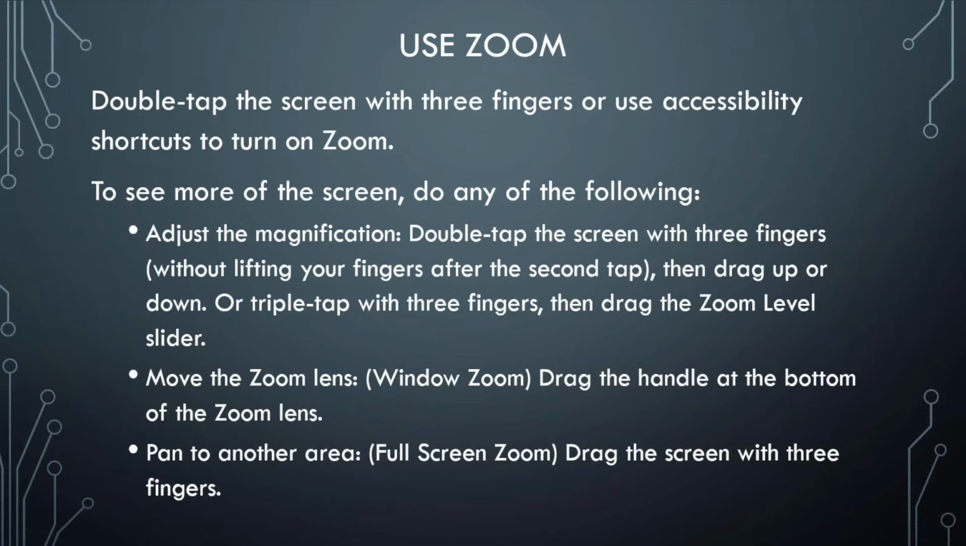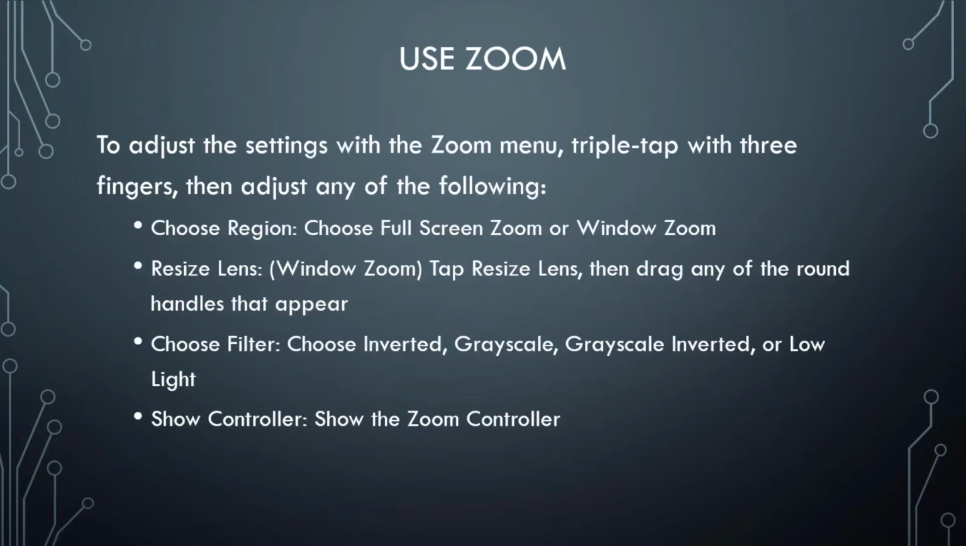To move the zoom lens, you would drag the handle at the bottom of the zoom lens, and to pan to another area, you would drag the screen with 3 fingers. If you're not familiar with doing that, it is a little bit confusing at first, but once you get accustomed to it, it does become second nature. Most of us are used to just dragging with 1 finger and then using 2 fingers if we want to zoom in on an app, which is the way most people will use it. But if you do need a bigger screen all the time, it is a really nice feature to have the triple tap with the 3 fingers.